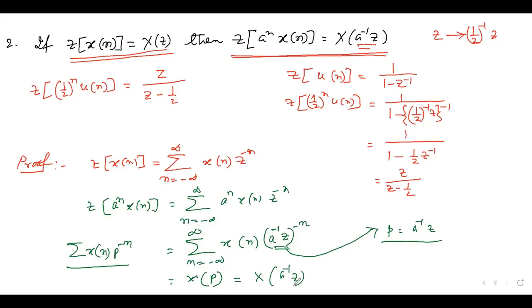Now p is basically an inverse z, so that means the z transform of a to the power n xn is equal to X of a inverse z. Let us apply this. We have a function xn equal to a to the power n cos omega 0 n, and we want its z transform. So first we'll find the z transform of cos omega 0 n. What is the z transform?